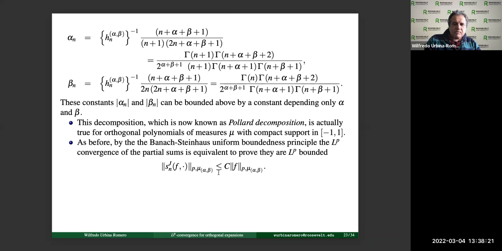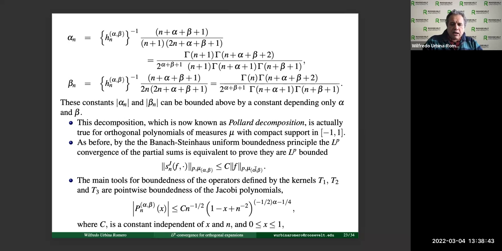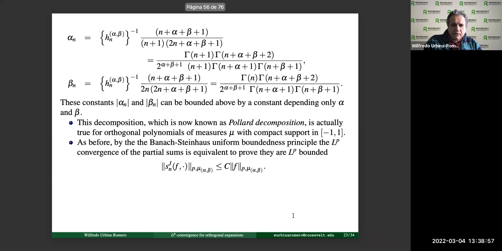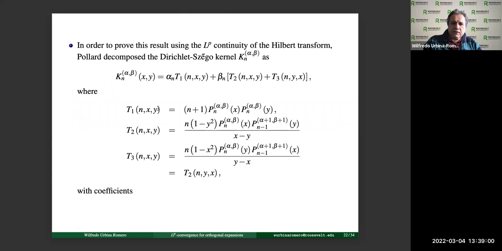so again, as I mentioned in the case of the Fourier series, using Banach-Steinhaus, what we need to prove is that the partial sums are bounded in L^p, right? Are bounded operators. Okay. Well, this is a famous estimate that the Jacobi polynomials are bounded in this form. So with this estimate, then you can control easily this guy.